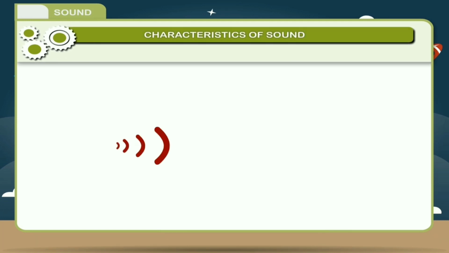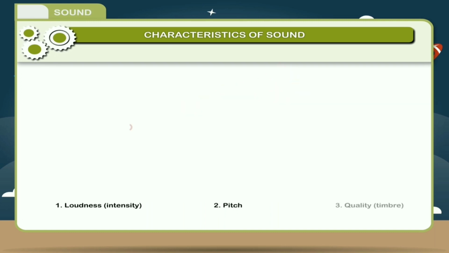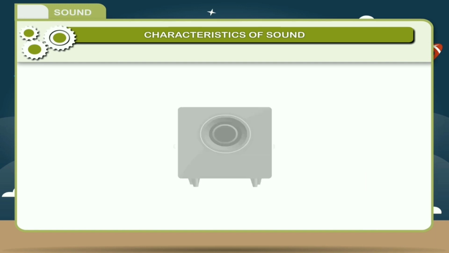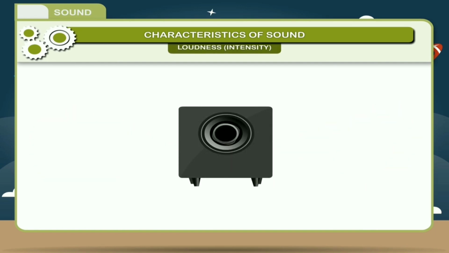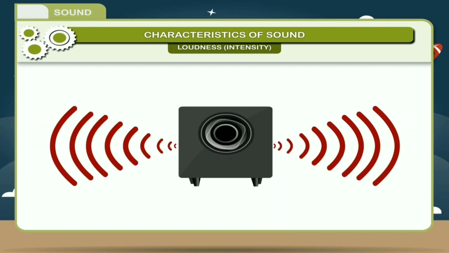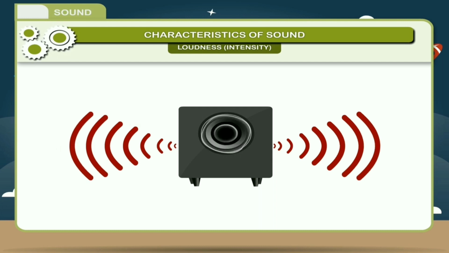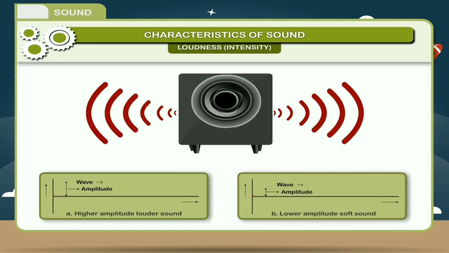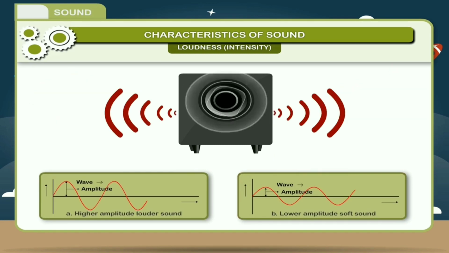The characteristics of sound. The sound has three characteristics. First is loudness or intensity. Second, pitch. Third, quality or timbre. Now we'll study individually. Loudness. It is the characteristic by which a loud sound can be differentiated from a faint sound. The loudness of sound depends on amplitude. If the amplitude is high, the sound will be louder. Otherwise, it will be a faint one.